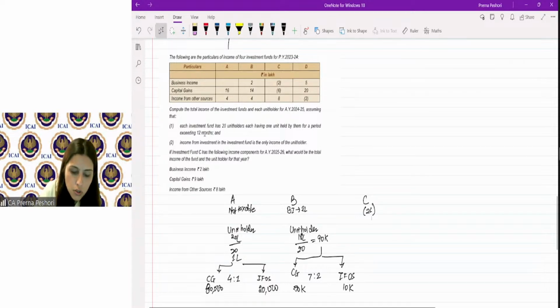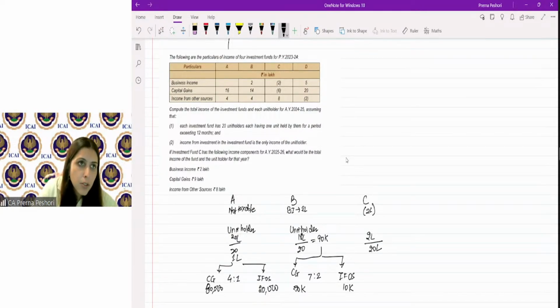So the income which is distributed to the unit holder is 2 lakh rupees divided by 20. Sorry, divided by 20, not lakh. So this is how much? The income which is distributed to the unit holder is the 8 lakh. Sorry, not 2 lakh. It is 8 lakh. Right? Now this 8 lakh divided by 20.